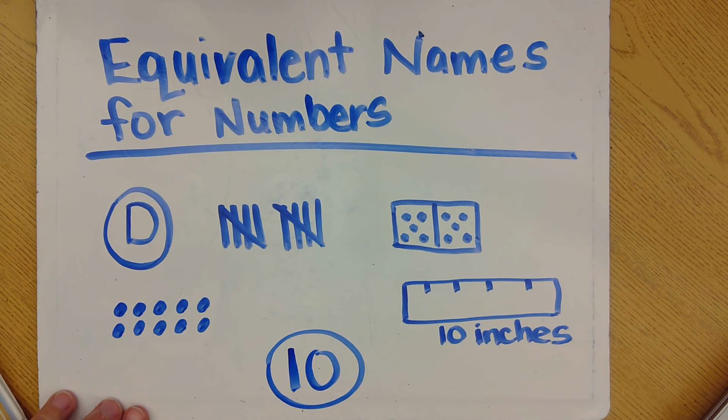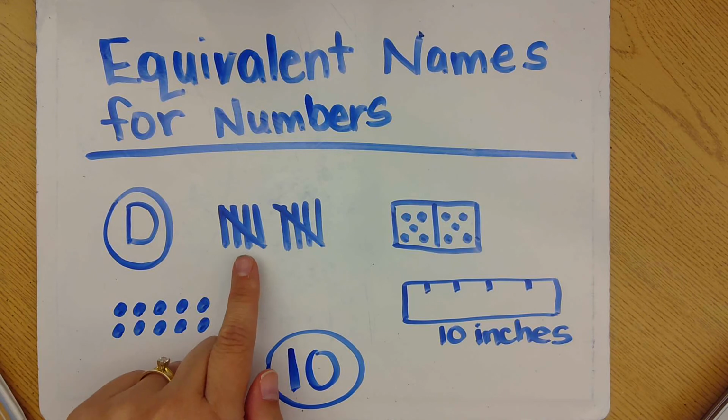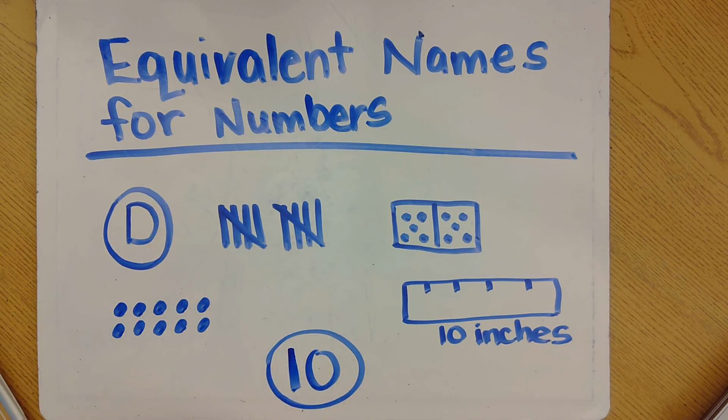As I was brainstorming more names for numbers, particularly the number 10, I thought of a few more names for the number 10. This is a D. That means dime. A dime is worth 10 cents. I could use a dime as another name for 10. Here we have 10 tallies. We have two groups of 5, and that makes 10 altogether. So tallies could be used as a name for 10.